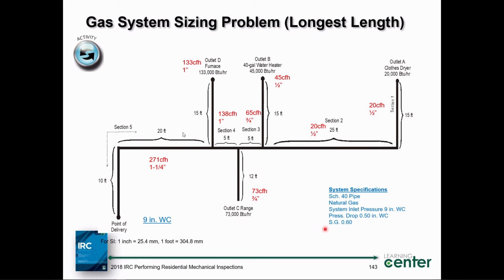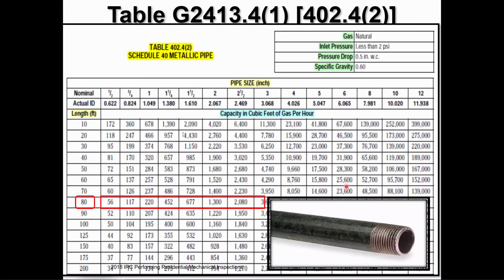The hardest thing to do is find the table that fits, right? Let me show you the table that I selected. And I think it fits. We got to check it though. Here's my Schedule 40 pipe, right? Steel pipe, cut thread, fitting, et cetera, et cetera. This table right here, I can find it in G2413.4 (1). You can also find this table in the commercial fuel gas code 402.4 (2). I am using Schedule 40 metallic pipe.